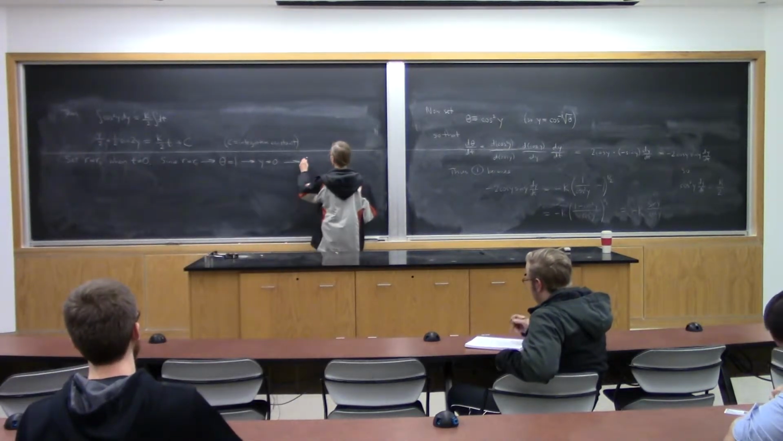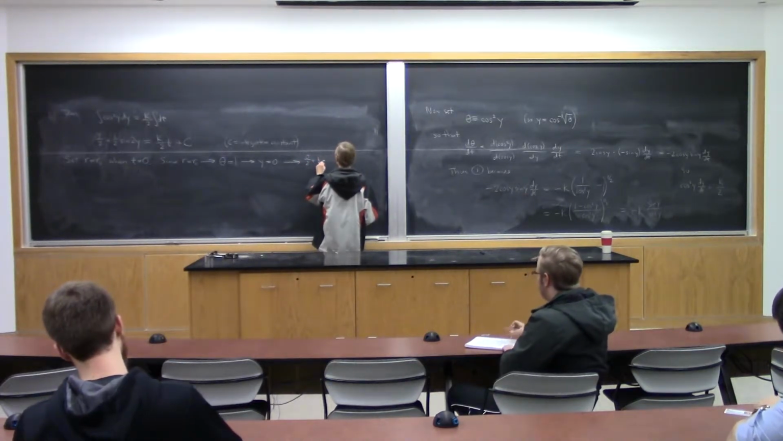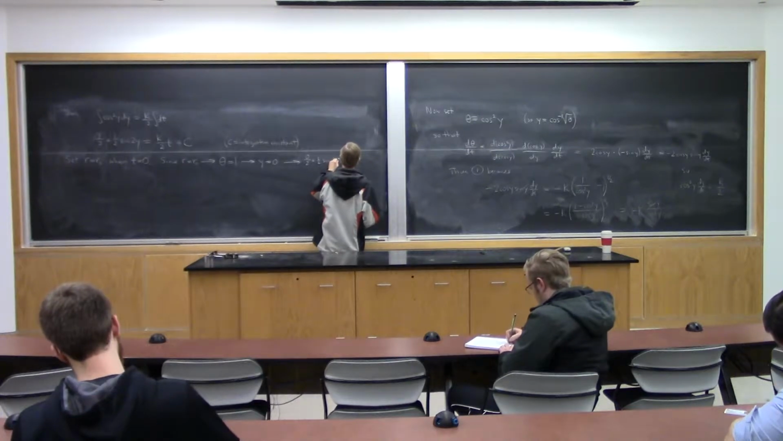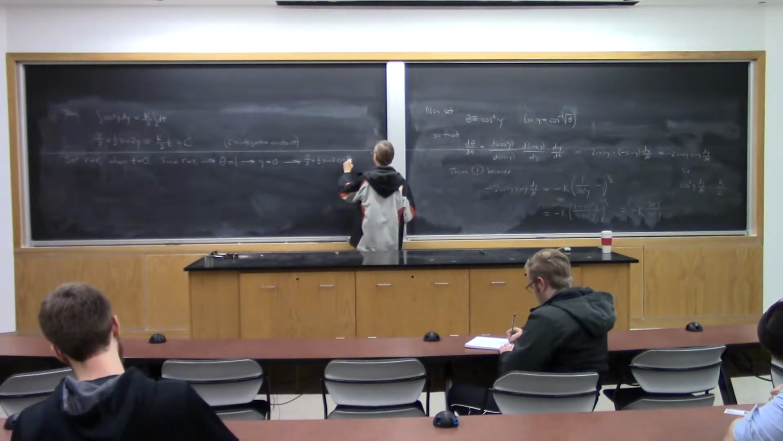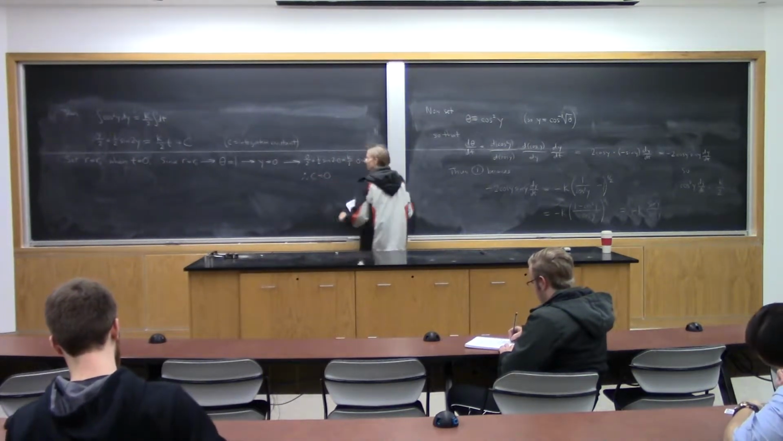I'll make that explicit. 0 over 2 plus 1/4 sine of 2 times 0 is equal to k over 2 times 0 plus c. Conclusion: c is equal to 0.